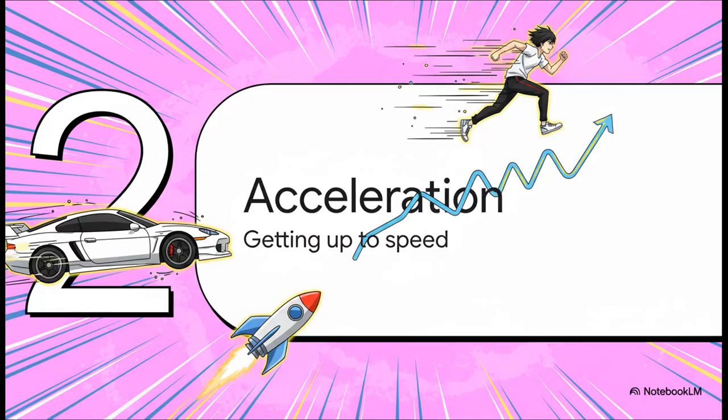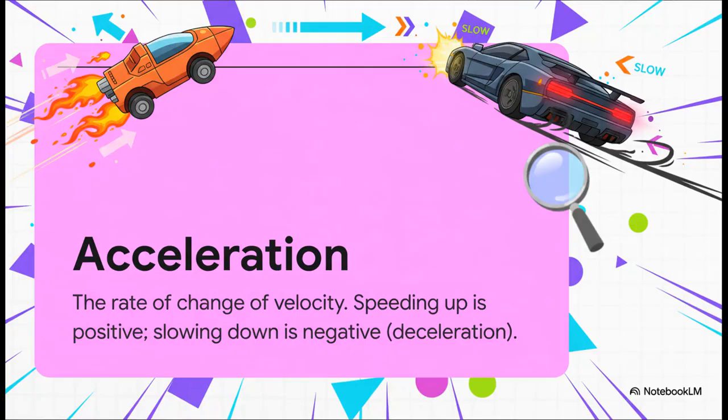Excellent. So now that we've got speed and velocity figured out, let's talk about what happens when they change. And that brings us to our next key concept, acceleration. In the simplest terms, acceleration is just any change in velocity. If you're speeding up, that's positive acceleration. If you're slowing down, that's negative acceleration, which we usually just call deceleration. It's all about how quickly your velocity is changing.